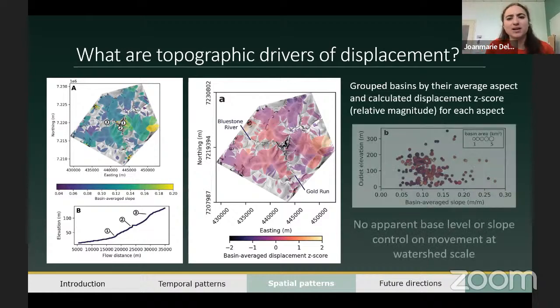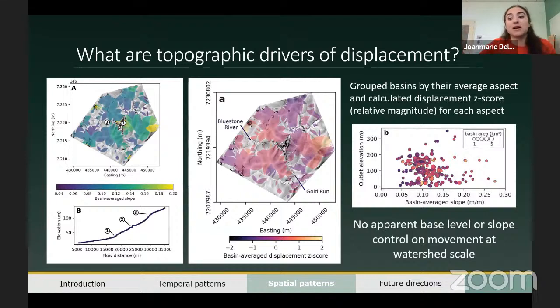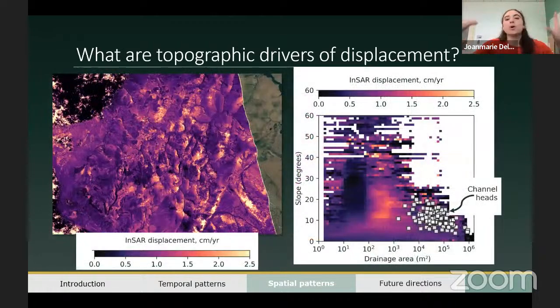And it turns out that when I plotted up that data, there didn't really seem to be an apparent base level or slope control on movement at that scale. So something that you might expect to be a long-term geomorphic driver of change wasn't really panning out in any short-term data. So I scratched my head for a little bit and I said, all right, what if I take this map and I group all of the pixels in this map by their geomorphic zone, geomorphic domain.